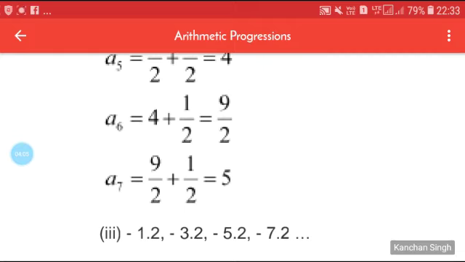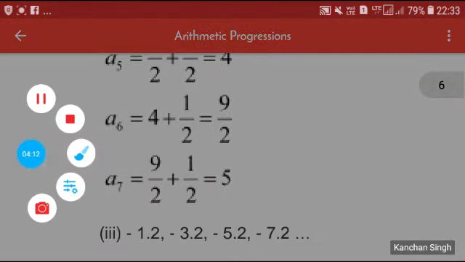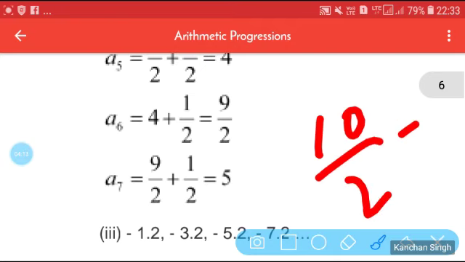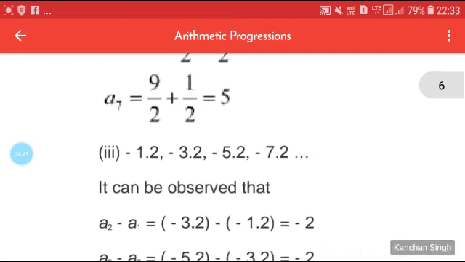Then the third term will be a7. We write 9 by 2 plus 1 by 2. Here the denominators are the same, so 9 plus 1 is 10 by 2, and 10 by 2 equals 5. Is that okay?